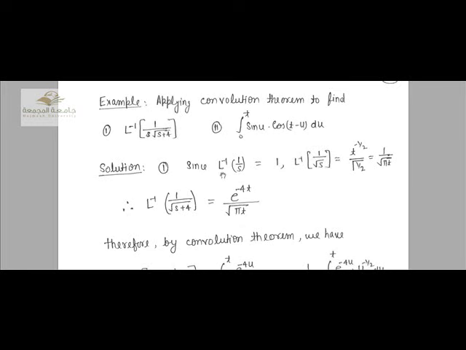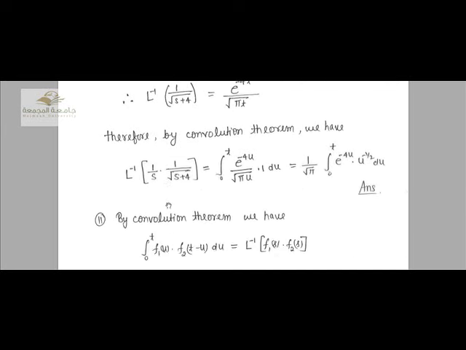First, since L inverse 1 by s is equal to 1, L inverse 1 by root s is equal to t to the power minus 1 by 2 over gamma half. This is equal to 1 by root pi t. Therefore, L inverse 1 by root s plus 4 is equal to e to the power minus 4t over under the root pi t.